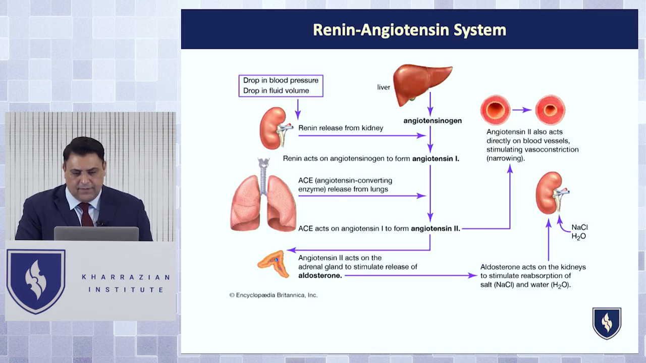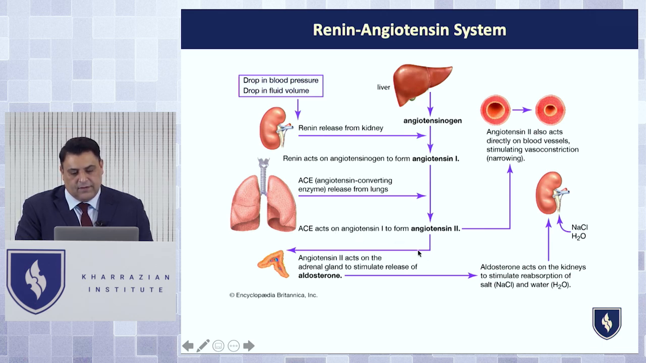What happens with the angiotensin system is the liver produces angiotensinogen, and then things like drops in blood pressure, drops in blood volume, normally in a normal circumstance, cause renin release from the kidneys, and then renin acts on angiotensinogen to form angiotensin 1. Then angiotensin 1 is impacted by the angiotensin converting enzyme, ACE, which then acts on the angiotensin 1 to convert it to angiotensin 2.